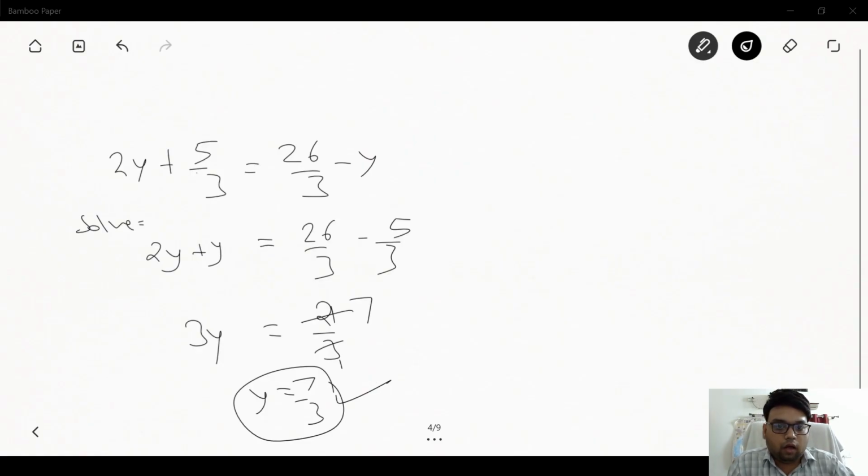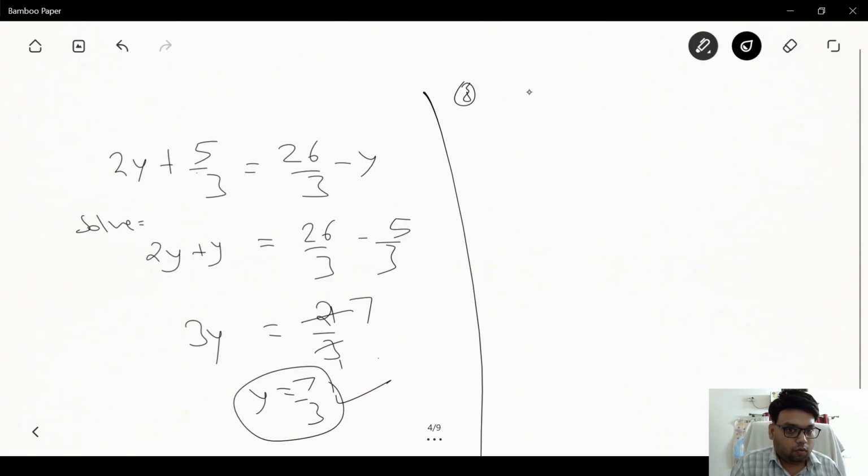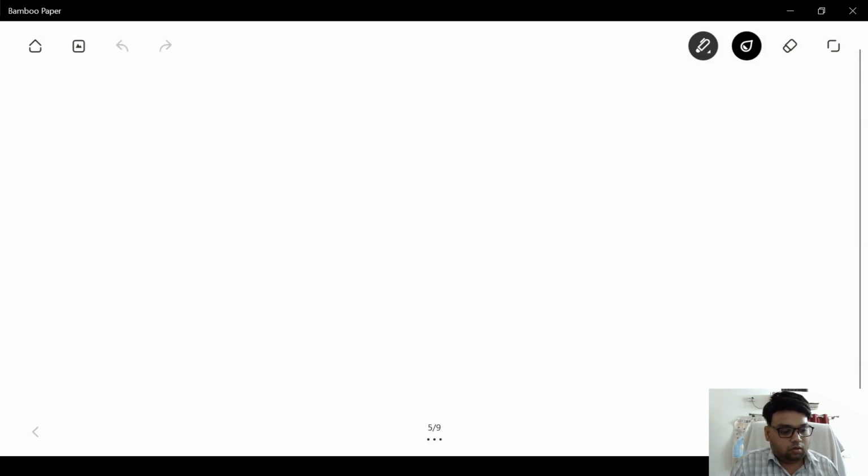Now another example, example number 8. This is the most tricky question in this series. 2x by 3 plus 1 is equal to 7x by 15 plus 3. So here we have to solve question number 8. Let's go to the next page. The question is 2x by 3 plus 1 is equal to 7x by 15 plus 3.